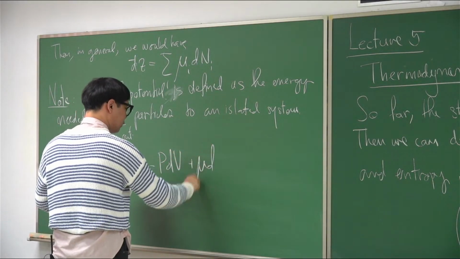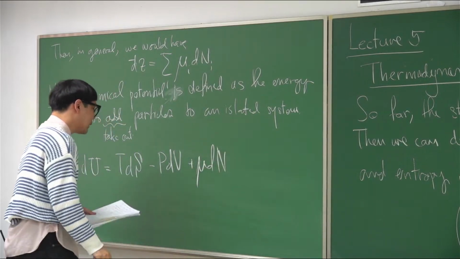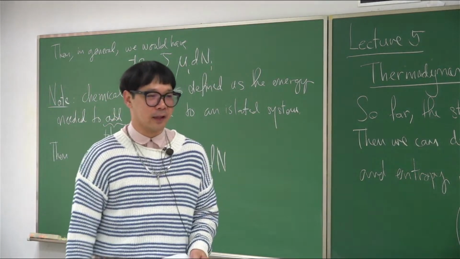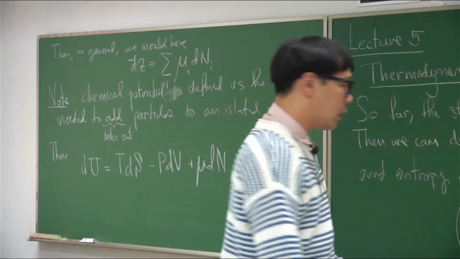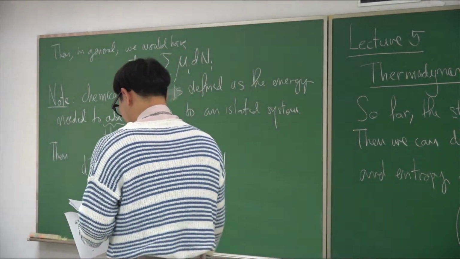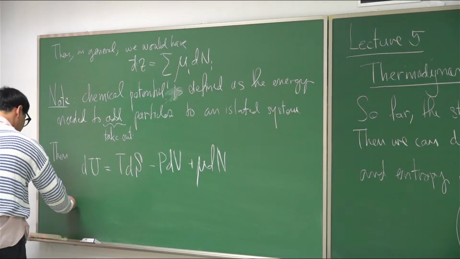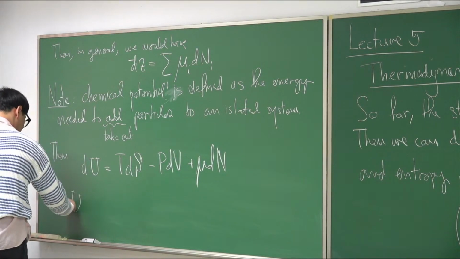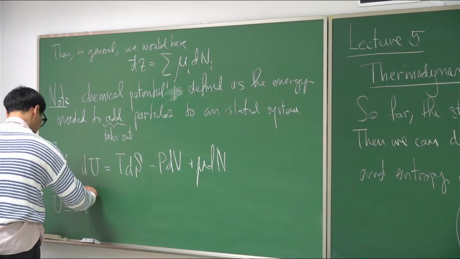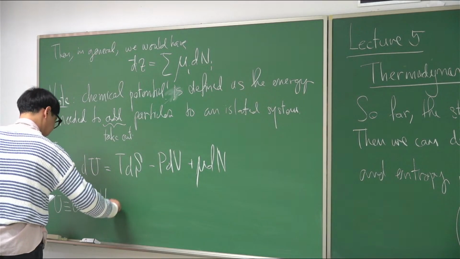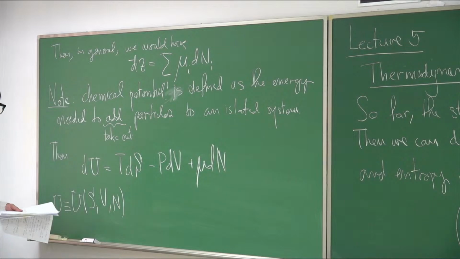Okay, so let's look at the simple case where we have only one type of particle in your system. So now it means that your U is a function of these three variables right here.